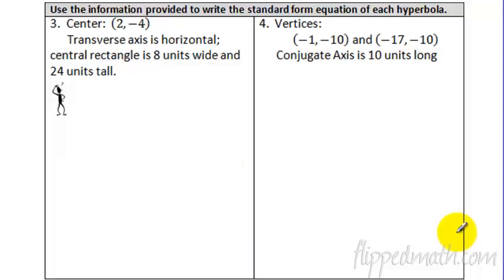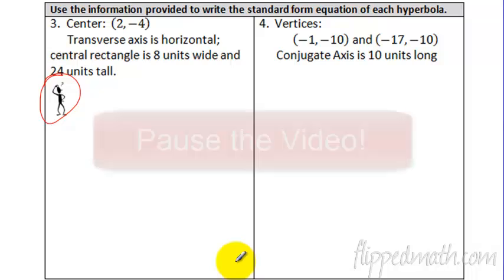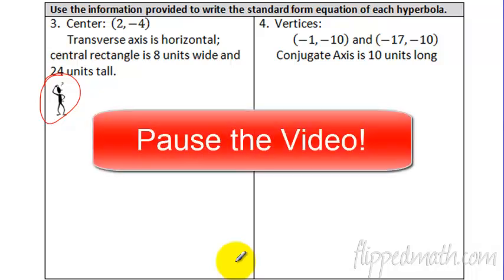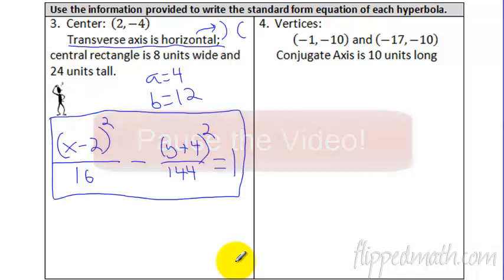Number 3. This one you're going to pause and do on your own, okay? So if you haven't already done it, go ahead and pause now, and I'm going to have the answer appear here in just a sec. And there's your answer to number 3: x minus 2 quantity squared over 16 minus y plus 4 quantity squared over 144 equals 1. Now, if you didn't get those right, let me show you how this works.